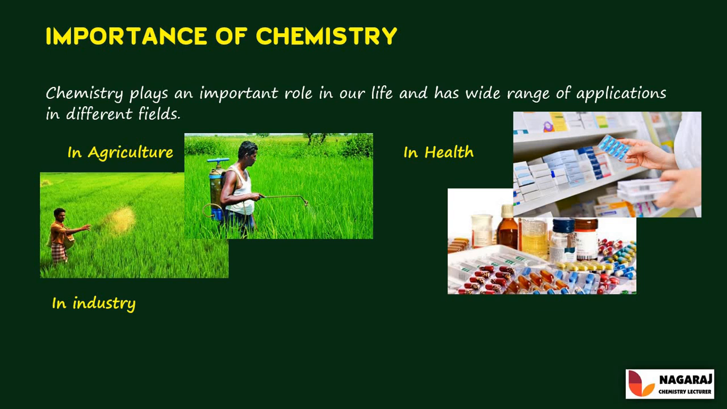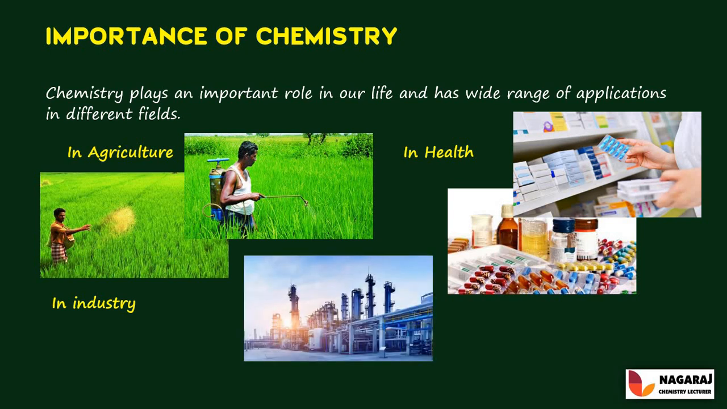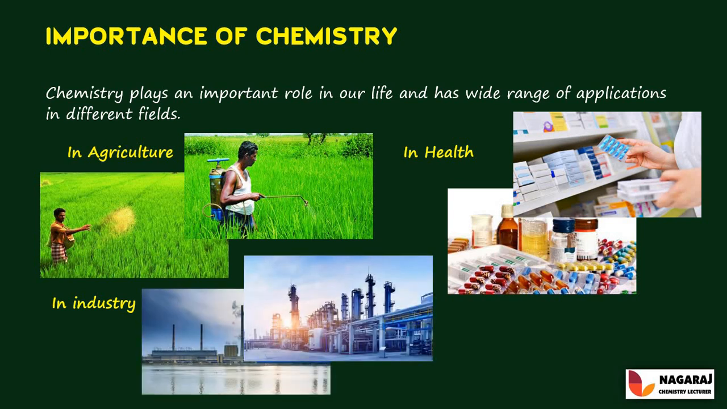And let us see how this chemistry plays an important role in the industries. So chemistry plays a very, very important role in the industries also. That is, in the developing of many industrially manufacturing fertilizers, acids, bases, salts, dyes, polymers, drugs, soaps, detergents, metals, and everything to be prepared in the industries, right?